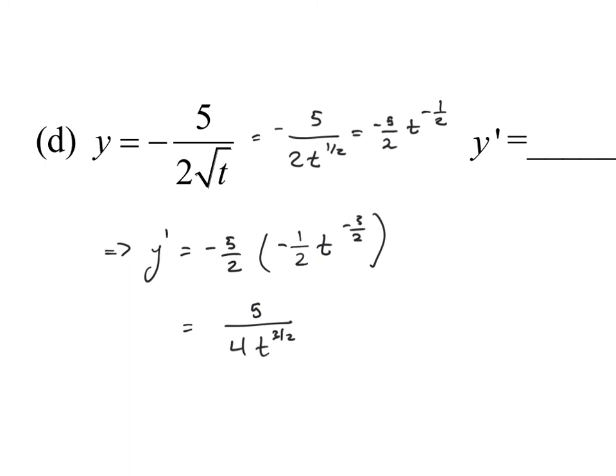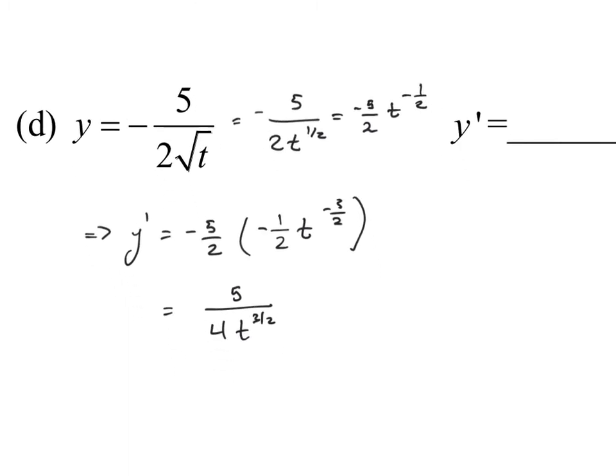But then one last thing I need to look at is I started in radical form, and anytime you start in radical form, you need to end in radical form. Remember, the numerator is the exponent, the denominator is the radical. In this case, the exponent would be a 3, and the radical would be a square root. So this would be 5 over 4 times the square root of t cubed. Be very careful with that. 5 over 4 times the square root of t cubed.